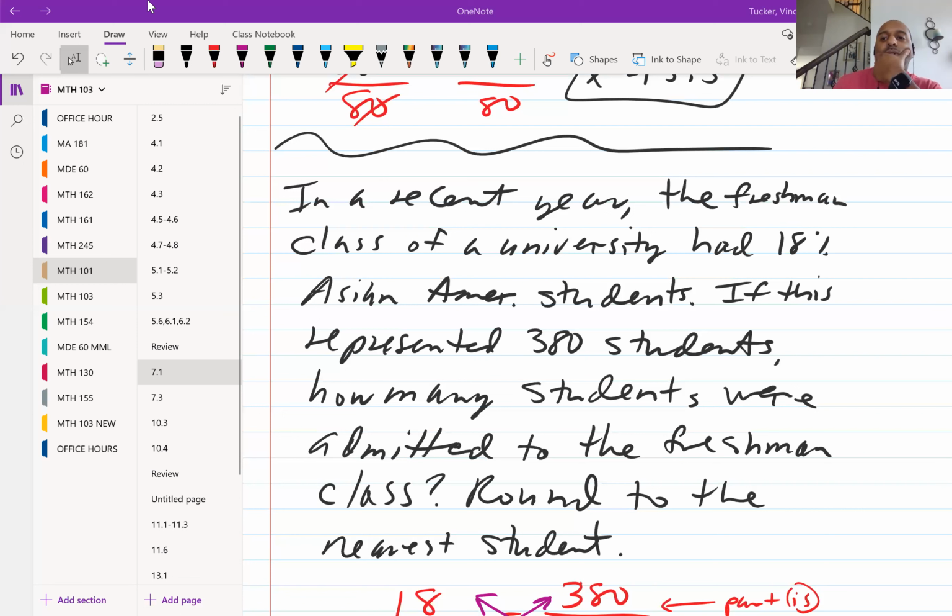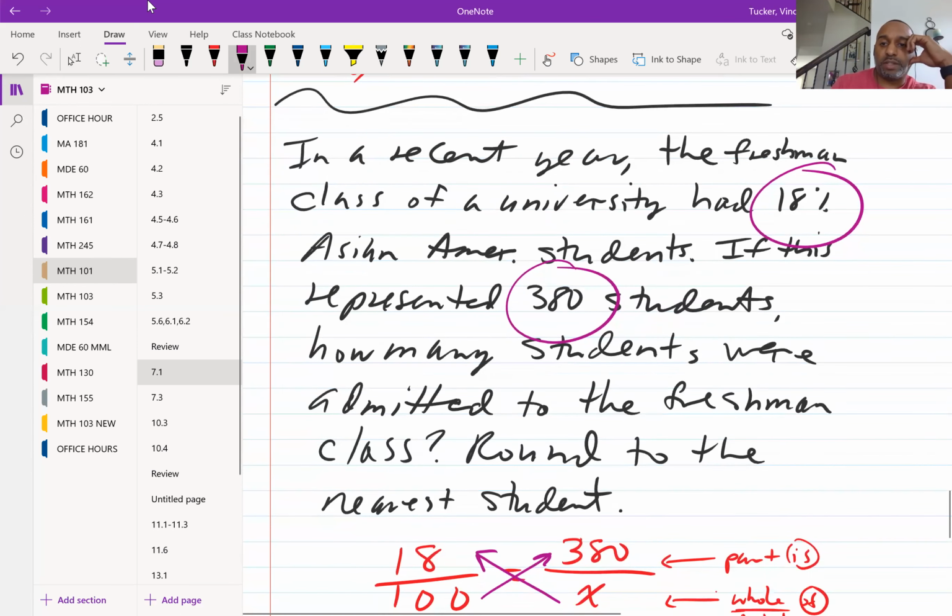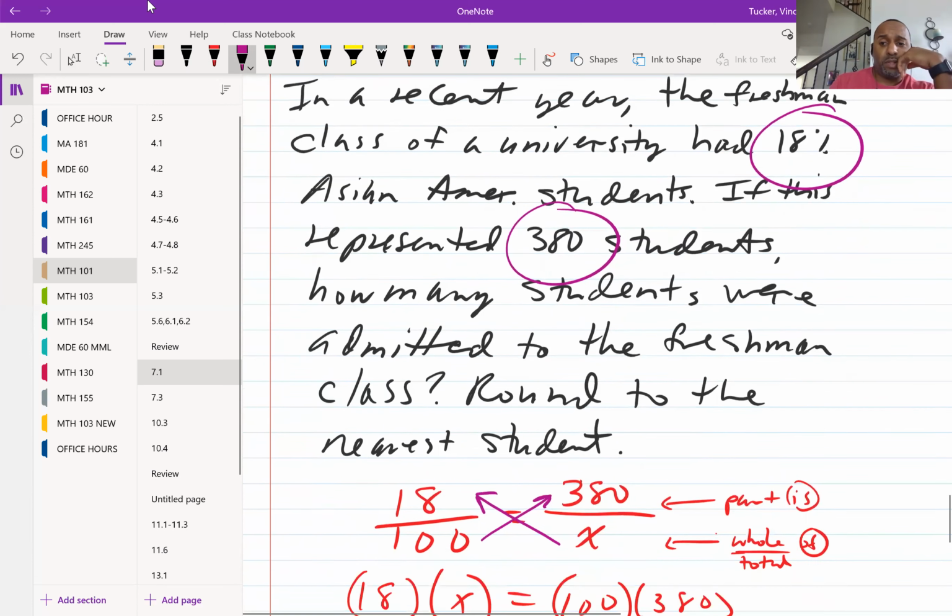All right, so when we look at what we have here, it's always good to pull out the given information first. We see our percentage here that represents 18% Asian American students of the total population of freshmen. And that is 380 of them. That 18% represents the 380 Asian American students. So then it asks how many were admitted to the freshman class altogether.